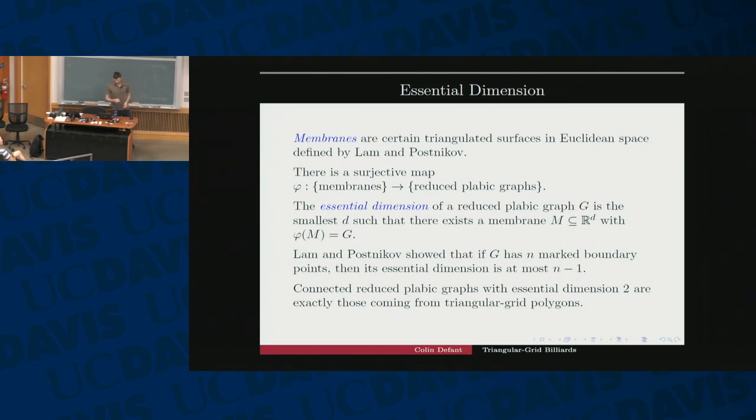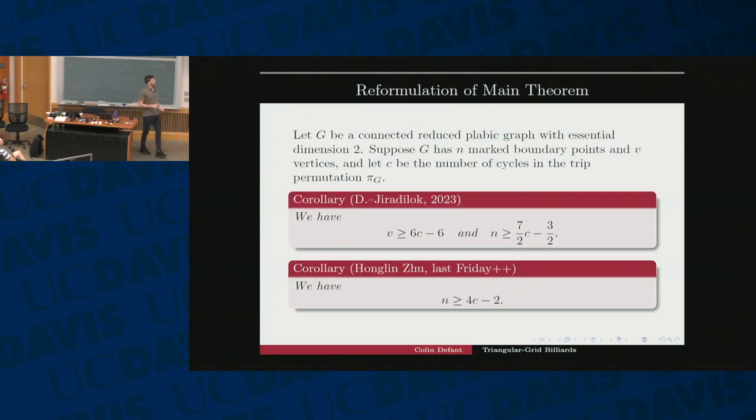Okay, so this means that we can reformulate our main result in the language of Plabic graphs. We can say, suppose G is a connected reduced Plabic graph with essential dimension 2. Let's say it has n marked boundary points and v vertices, and let's let C be the number of cycles in the trip permutation. Then v is at least 6C minus 6, and n is at least 7/2 C minus 3/2. And then if you take this recent result of Honglin Zhu, that would say that n is at least 4C minus 2.